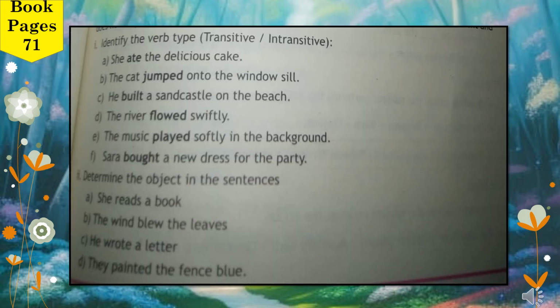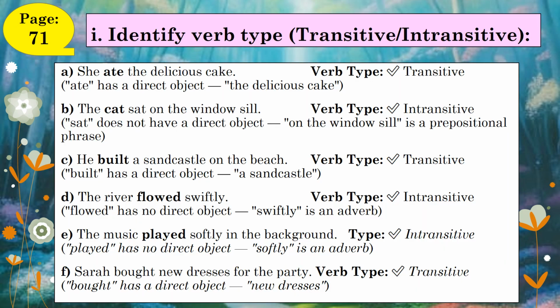Now let's explore an important grammar concept: transitive and intransitive verbs. A transitive verb needs an object to complete its meaning. In this section, you'll work on a few exercises. Let's begin with exercise 1, identifying the verb type. Let's practice identifying whether a verb is transitive, which means it has a direct object, or intransitive, which does not.